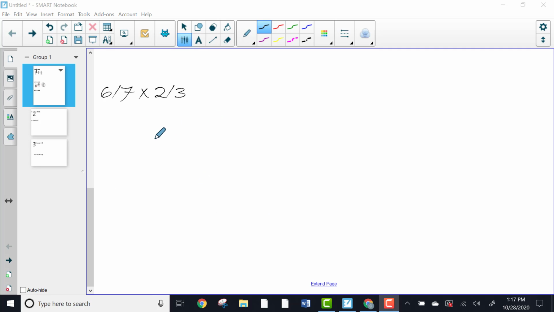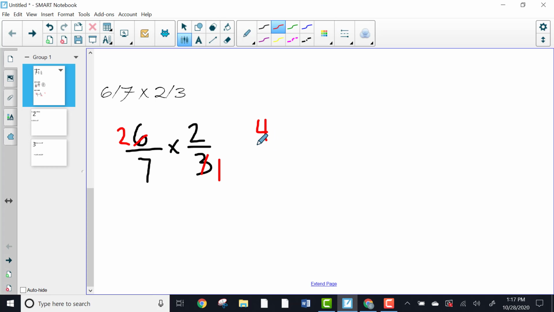Now we have 6/7 times 2/3. So we have 6/7, and we multiply that by 2/3. Now we can cross simplify the 6 and the 3. You can divide both numbers by 3. So 3 divided by 3 is going to be 1. 6 divided by 3 is going to be 2. And now we just simply multiply. 2 times 2 is 4. 7 times 1 is 7. So 4/7 is my answer.